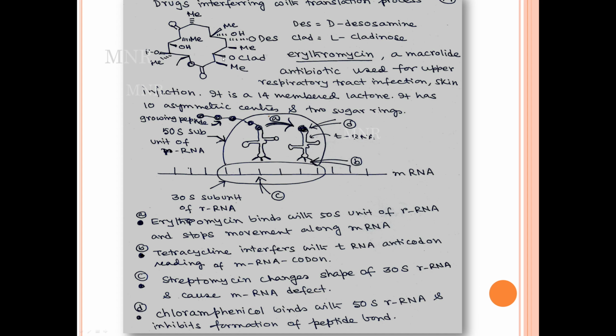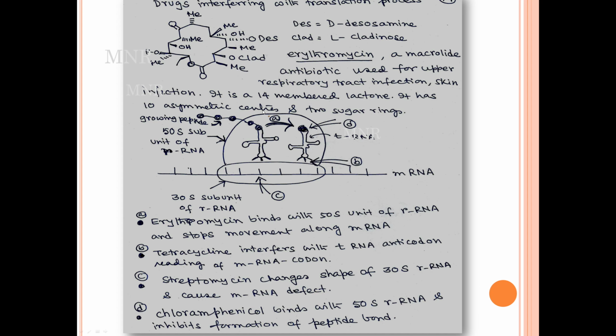In addition to this, so many chiral centers are there, and at the top a C double bond O is there. Here DES and the clad are the sugars, but you need not remember the structure. This abbreviation is okay. DES means desosamine, and the clad is L-cladinose. These are all sugars. Now, erythromycin is a macrolide antibiotic used for upper respiratory tract infection, such as throat pain, and skin infection, and it's a 14-membered lactone.